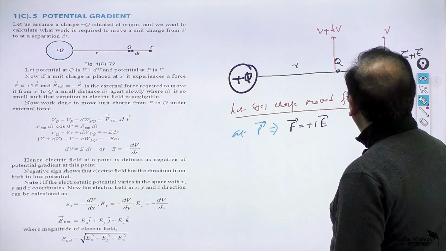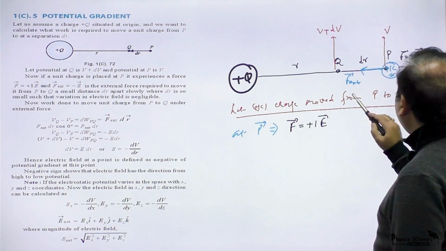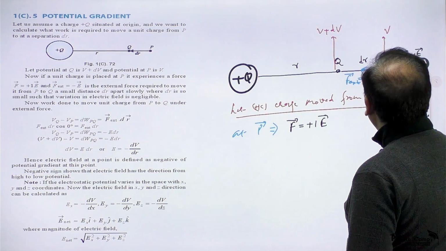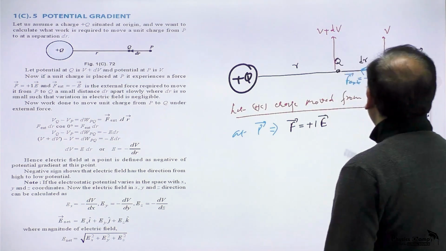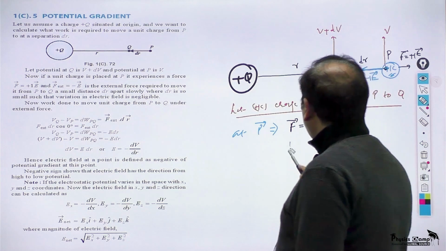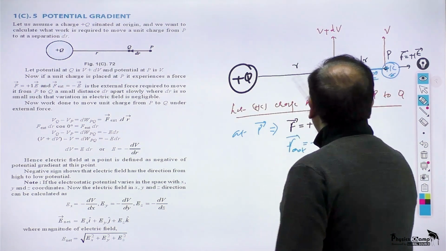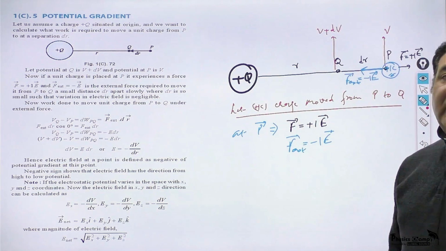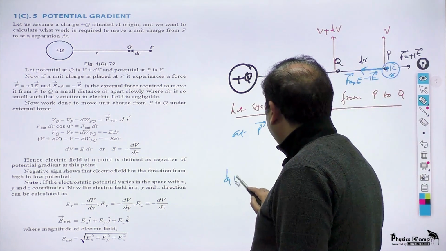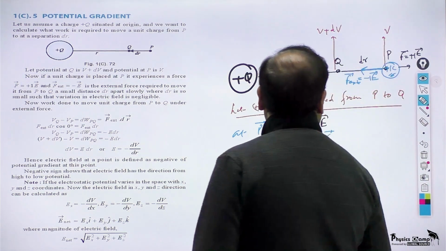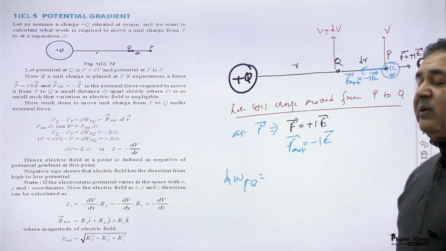Now what external force will be needed? If I want to bring this charge of 1 coulomb from P to Q, what external force will be needed? Our answer is minus 1E. The external force which is needed in order to balance it and then slowly move it inward, P to Q, will be minus 1E. And then, what work is required to move this unit charge from P to Q?